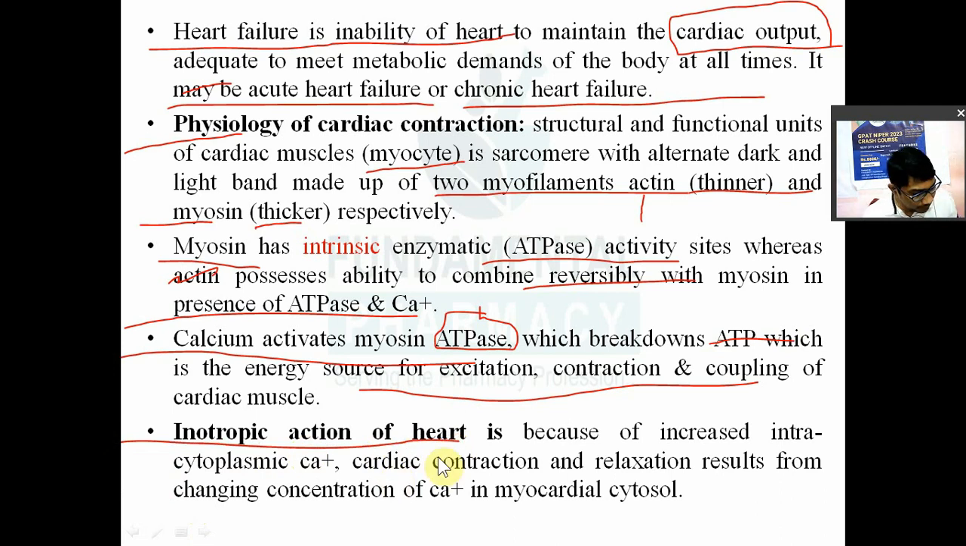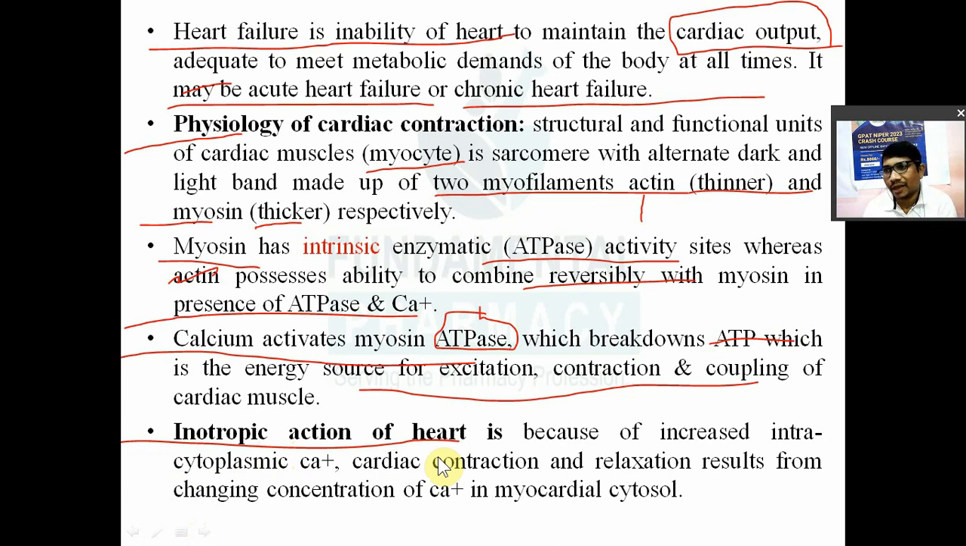So the contraction and relaxation that is happening, what is it because of? Change in the concentration of calcium in the cytoplasm of your cardiac cell, right? So we will see the next again. Because this is basic, once you understand the basics, you will understand what the actions of digitalis are, what an inotropic drug will do, what a chronotropic drug will do, each and every single thing. Now cardiac output is determined by first preload.